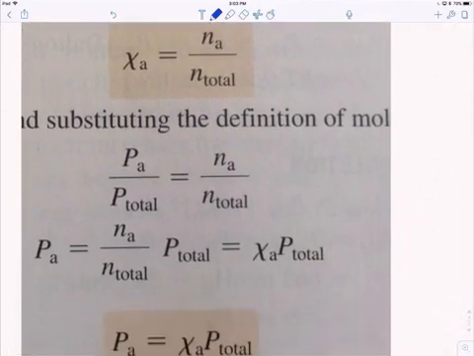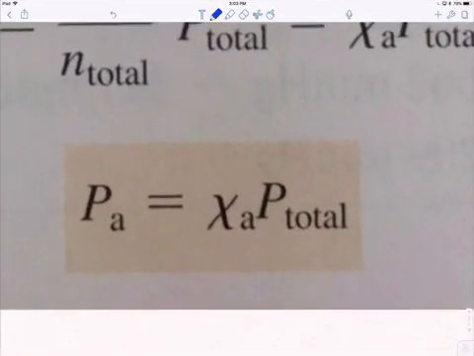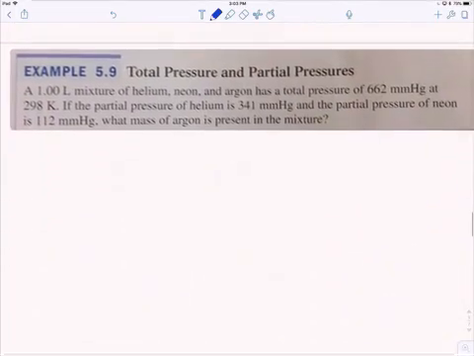And okay, then the pressure of whatever species is the mole fraction of whatever species times the total pressure. So if I have a mixture that's 50% hydrogen and it's 10 atmospheres, then it's 5 atmospheres of hydrogen. So 0.5 times 10. So, all right, let's do this for a problem.